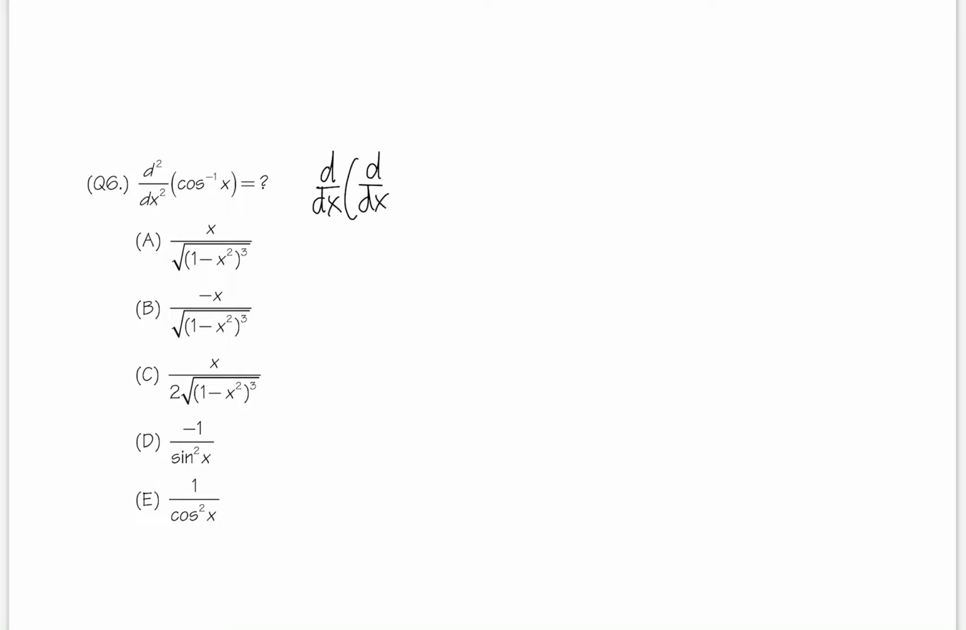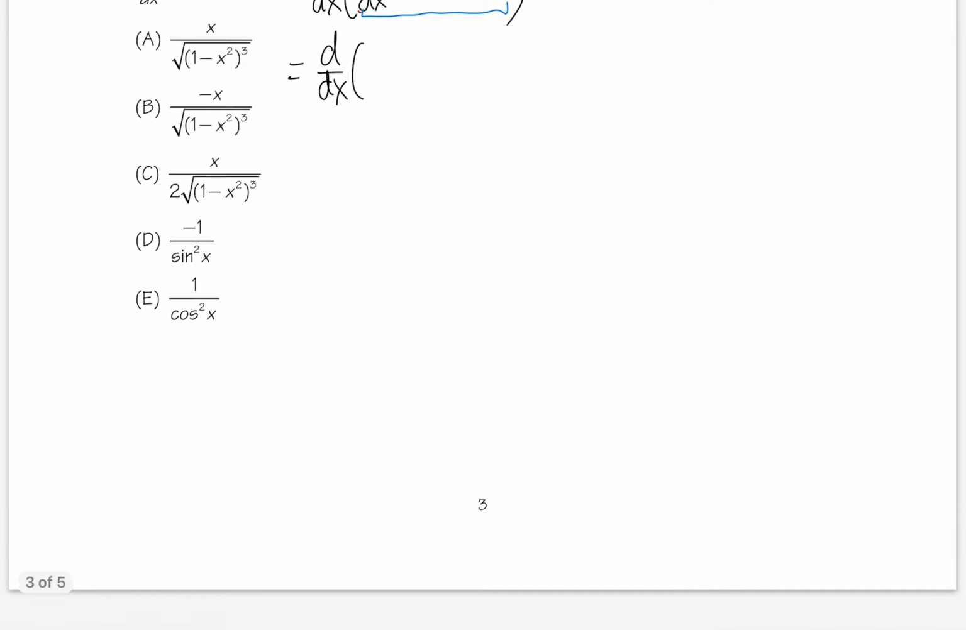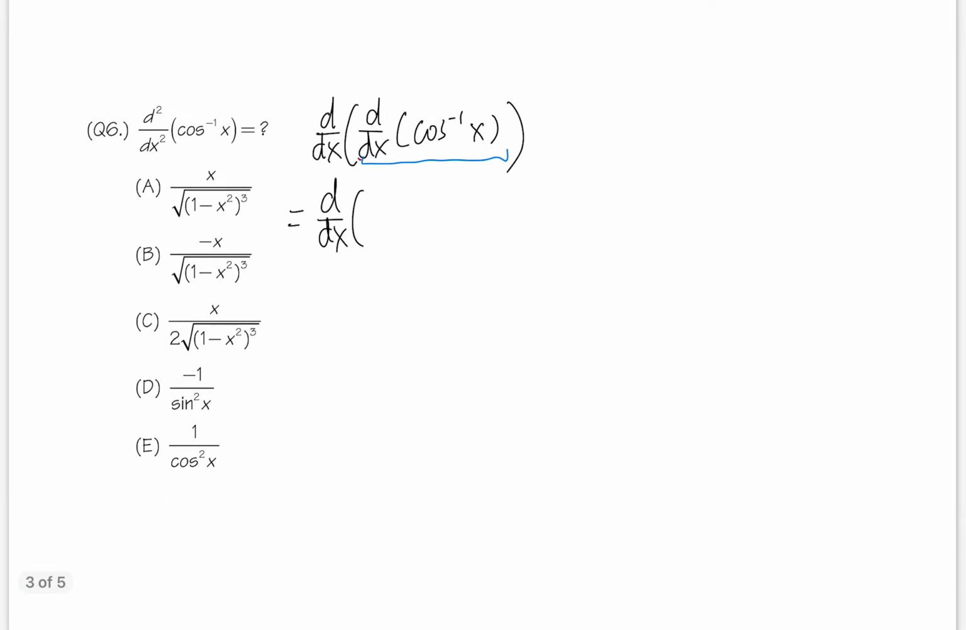So really, we are trying to take the derivative of the inverse cosine of x. Let's do this inside out. First, we still have the derivative on the outside. And for the inside, this is just a matter of knowing your derivatives really well. The derivative of inverse cosine x is negative 1 over, I'm still trying to get used to this iPad thing. But anyway, negative 1 over square root of 1 minus x squared.